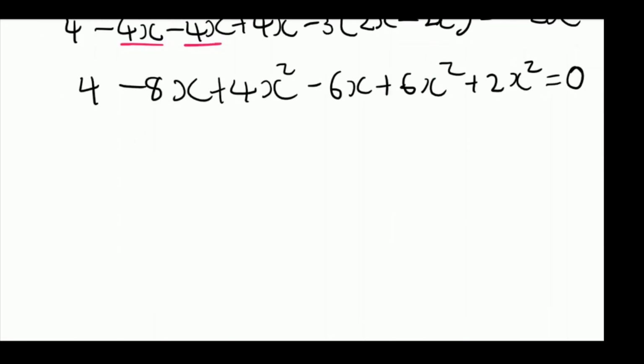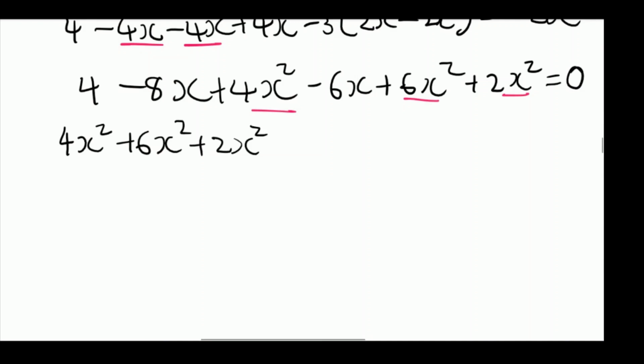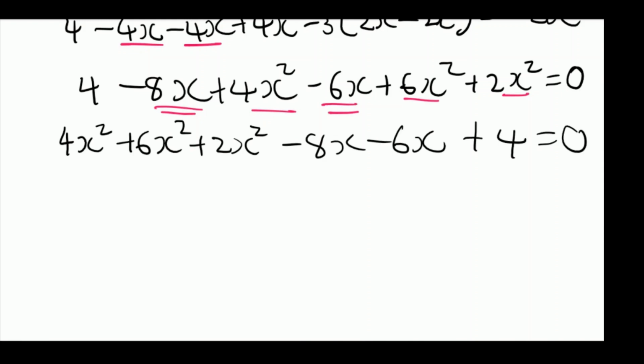And then we're going to collect like terms. So this 4x squared and this 6x squared and this 2x squared, we're going to write it on one side. So it's x squared plus 6x squared plus 2x squared. Then we're going to collect like terms of these two here. So it's going to be minus 8x minus 6x, and then we plus the 4 equals to 0.